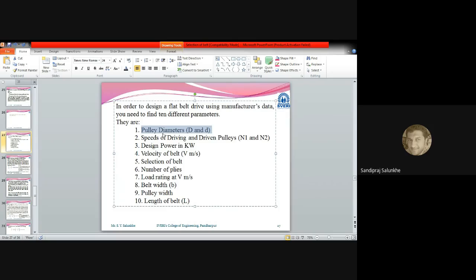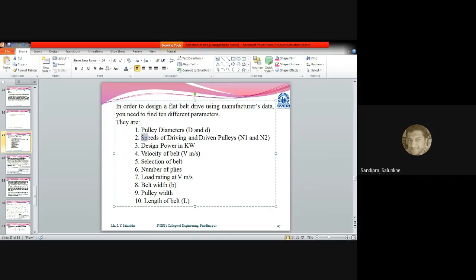So out of that, first step is that we have to find out the dimensions of the pulley. Normally, capital D is the diameter of bigger pulley, and small d is the diameter of smaller pulley. And in most of the applications, this capital D is for the driven pulley, and the small d is for the driver pulley, because in 90%, 98% applications, this driver pulley is having less diameter than the driven pulley.